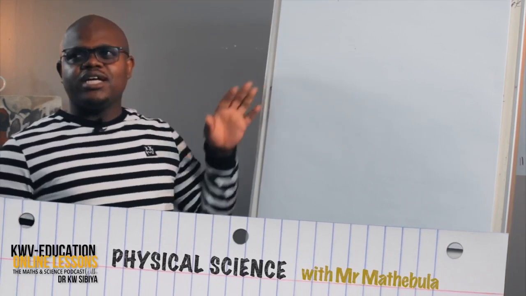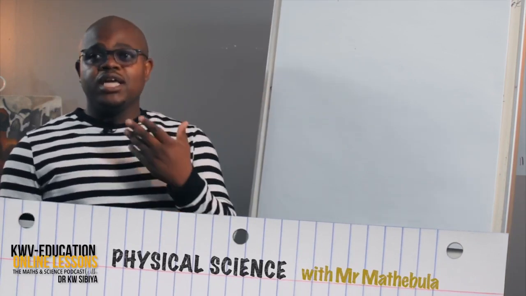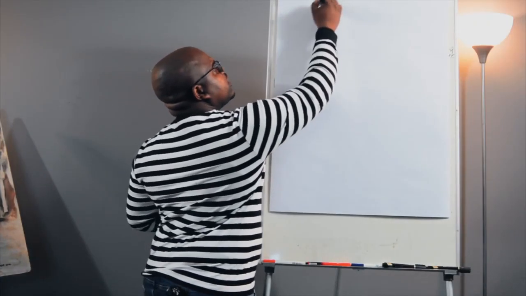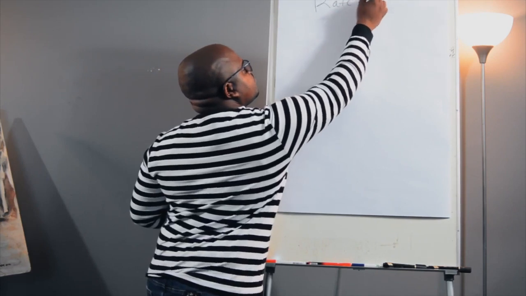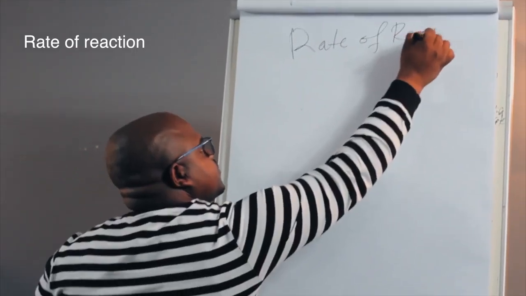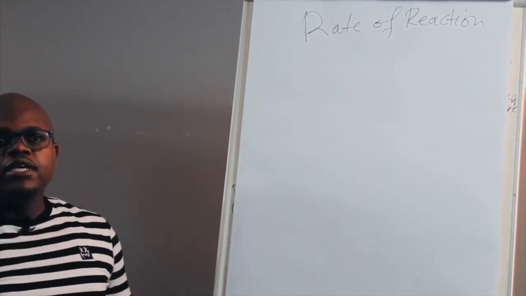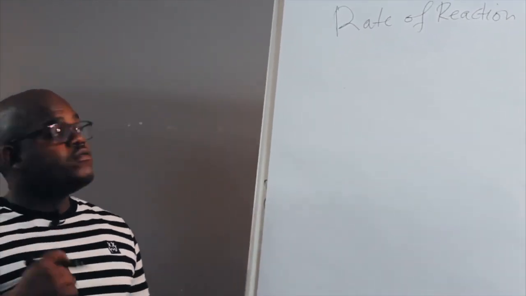Today we are going to look at a little bit of a chapter of physical sciences based on chemistry. Okay, let us check rate of reaction. Now, this is a chapter we learn in grade 12, and we also learn it in grade 11. Now, I want us to take it and look at it so that it becomes very easy, okay?